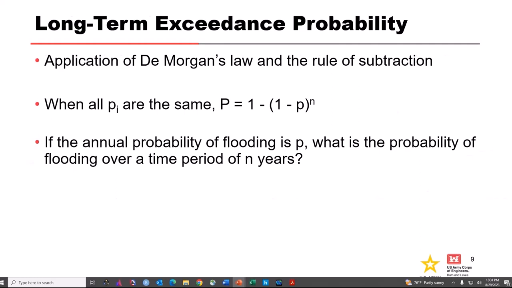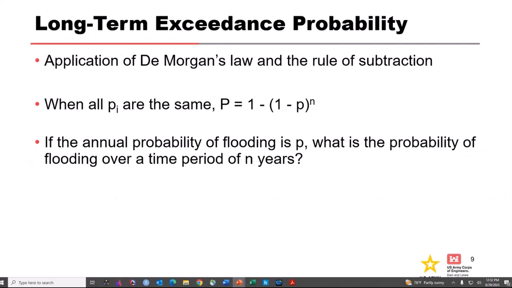The classic example of this is FEMA has a classic example where they ask the question, if you were to purchase a house that was within the 100-year floodplain, such that your annual probability of flooding was 1 in 100 or 0.01, what is the probability that your house will be flooded at some point over the course of a 30-year mortgage? So N equals 30. So if you plug that in the formula, if you put 0.01 for P and 30 for N, you'll get about 26%, or about 1 in 4.